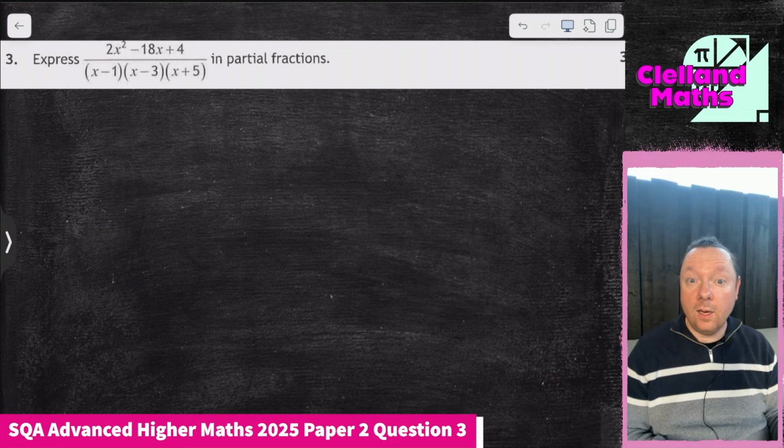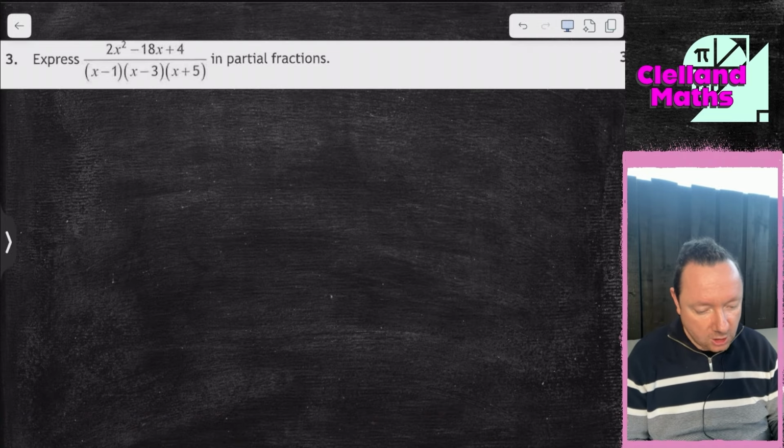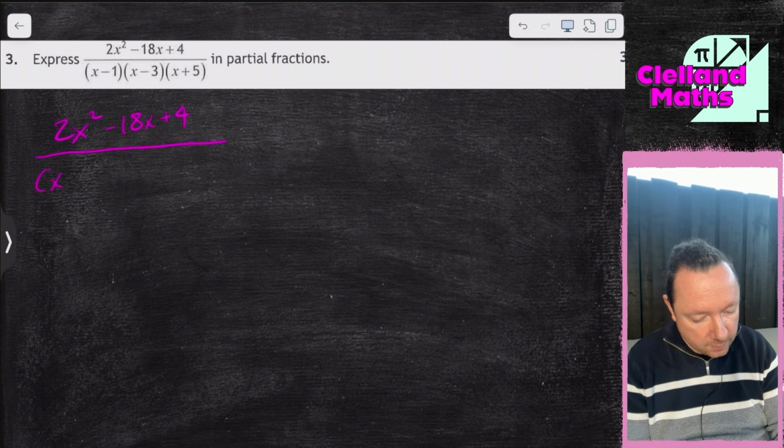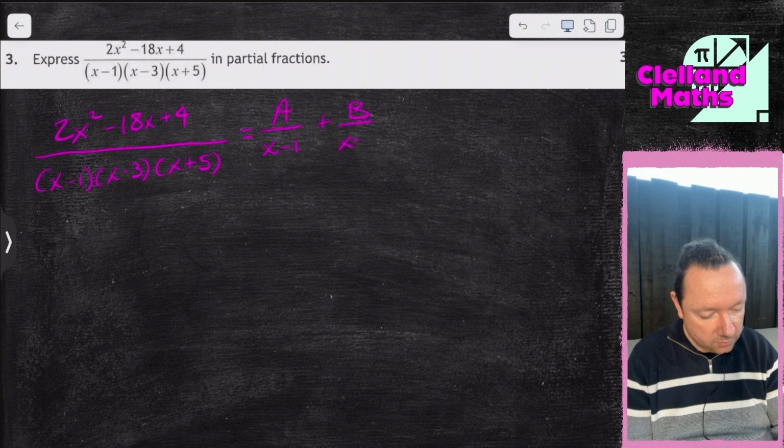QA Advanced Higher Maths 2025, Paper 2, Question 3. Express this in partial fractions. So we've got 2x squared minus 18x plus 4 all over (x minus 1)(x minus 3)(x plus 5). So that's just A over x minus 1 plus B over x minus 3, and then it's just another linear factor, so C over x plus 5.